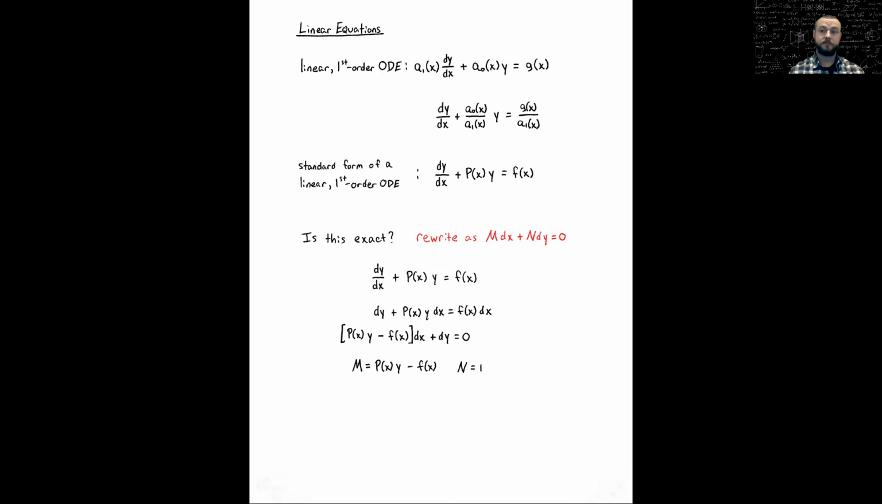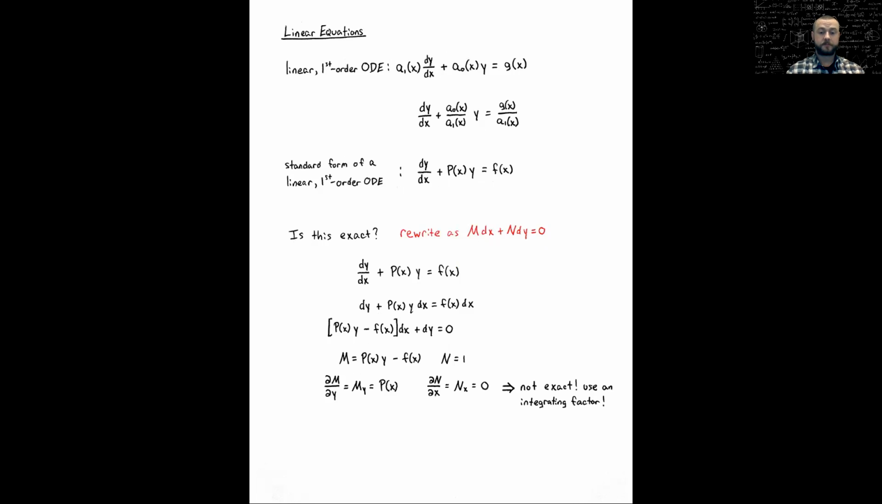Now the question, is this ODE exact? Well, let's check our criteria for exactness using the M and N there. All right, and if you calculate your partial derivatives, you'll find that they are not exact, they're not equal. Now, fortunately, we know what to do in this case. We would use an integrating factor if the differential equation is not exact.